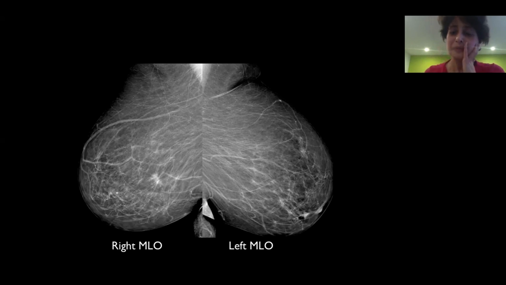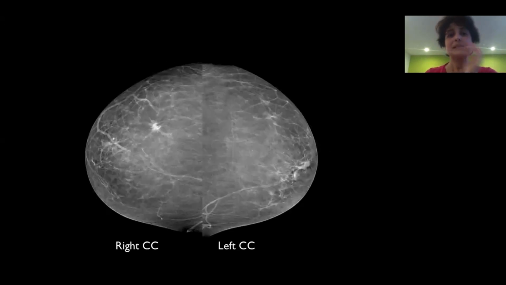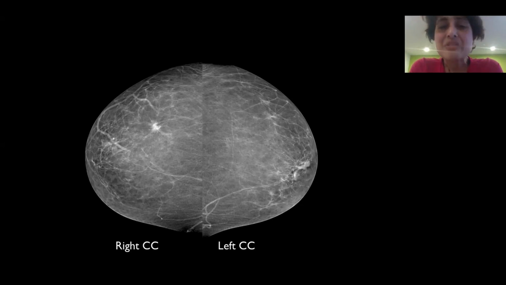And looking at the CC view, on the right CC view, you see the spiculate lesion. So it's well-defined but with irregular margins, spiculate, which essentially says this is a cancer, and this is in the outer half of the right breast. On the left side, again, slightly more difficult to see, but it looks like in addition to the nipple, there's something that's sitting behind there. And so this is in the inner half of the left breast.